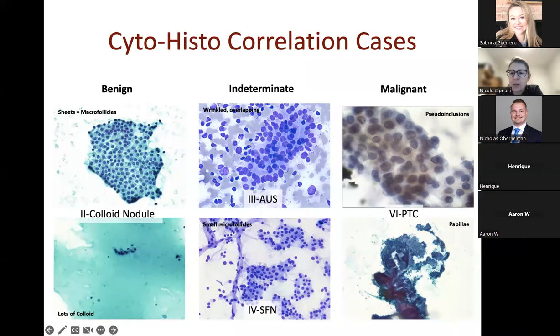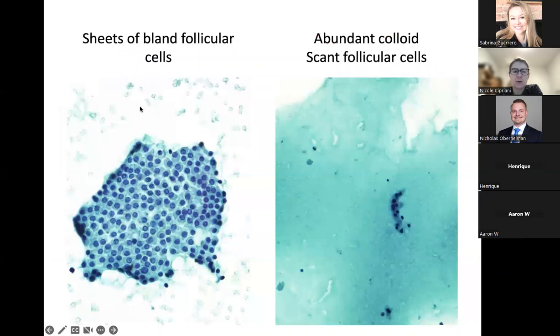Okay, so first I will go through some correlates from benign to intermediate to malignant. And so the first example of a smear that we're going to see is these kind of honeycomb-like sheets of very bland follicular cells with round nuclei and abundant, this kind of watery bluish material in the background is colloid. This is consistent with a benign colloid nodule.